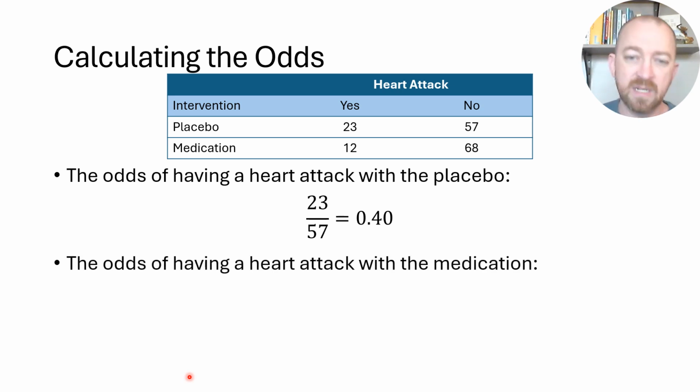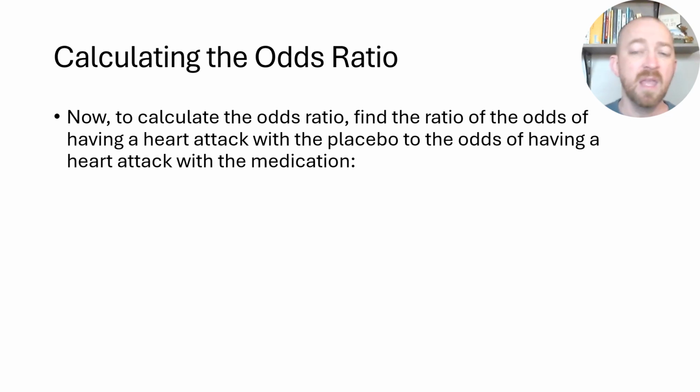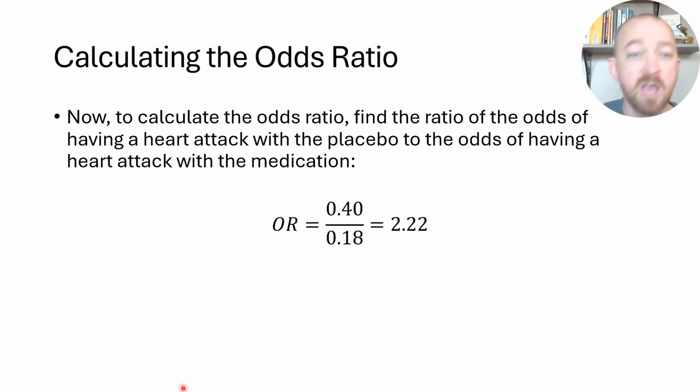Then we need to calculate the odds of having a heart attack with the medication, which of course is the same thing, 12 to 68, which gives us the odds of 0.10. Now, to determine the odds ratio, we take the ratio of that first odds to those second odds. Basically that looks like this: 0.40 divided by 0.10 gives us the odds ratio. The odds ratio is 2.22.